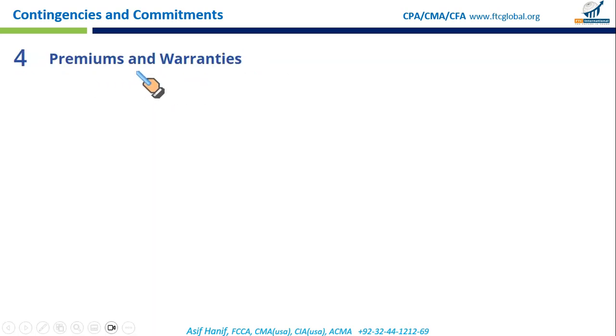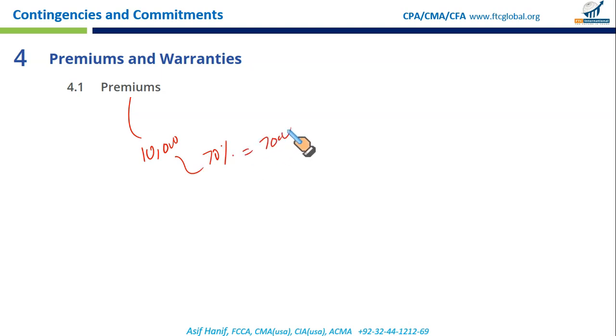Premiums and warranties are both loss contingencies, but let us first discuss what premiums are. Premiums are basically incentives offered to our customers to stimulate our sales, such as free gifts or discounts in exchange for coupons, box tops, labels, and so forth. Let's say we issue 10,000 coupons for a free gift, and it is estimated that 70% will be redeemed. So 70% of 10,000 means 7,000 coupons will be redeemed. And if the cost of each gift is $10, the liability recorded would be $70,000.